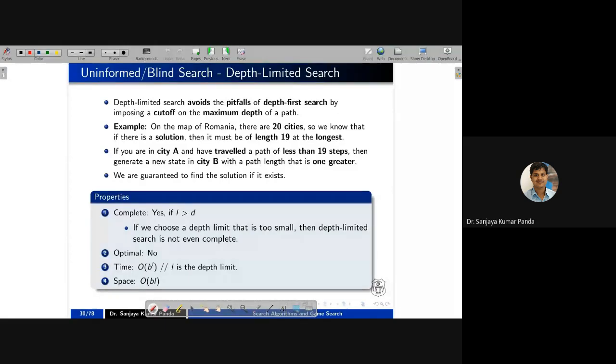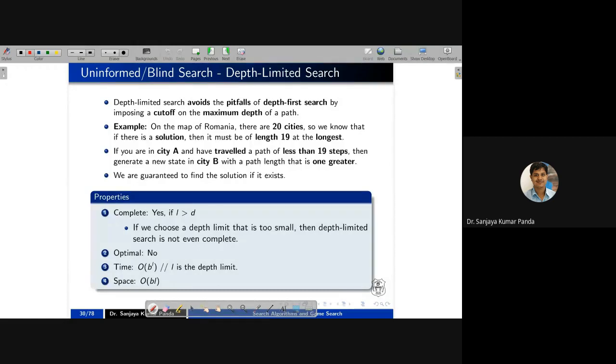So if there are 20 cities, what is the maximum path cost? Maximum path length. The maximum path length is 19. If there are 20 cities and you start from a particular city, the number of cities you will cover in the path, excluding your source city, is 19.